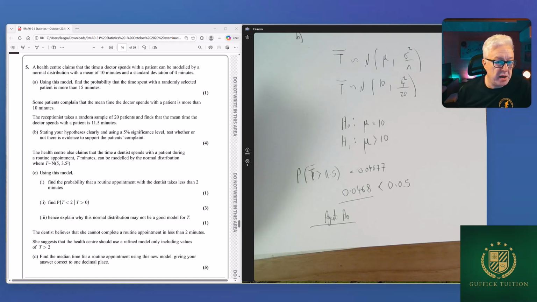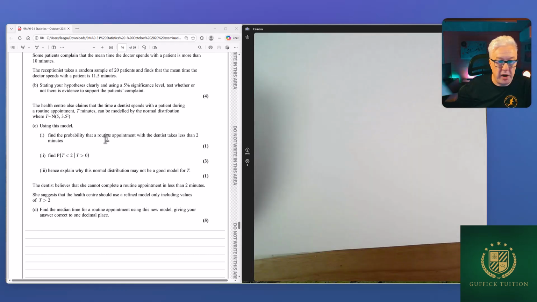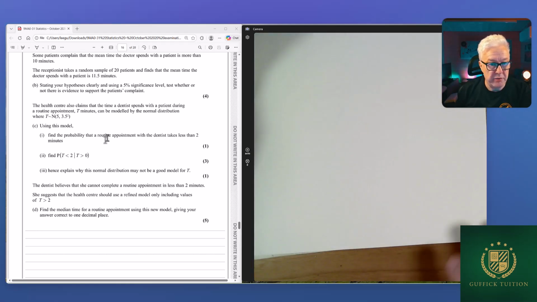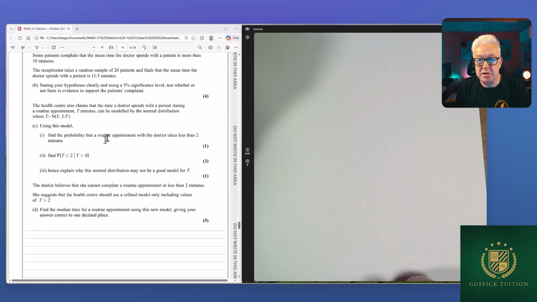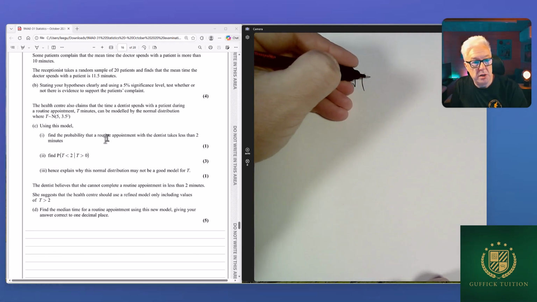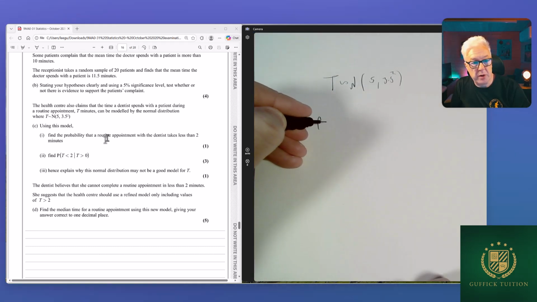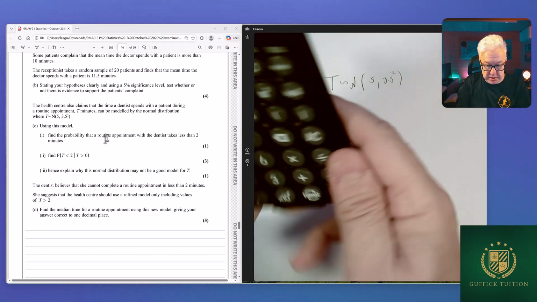Now, what's next? The health centre also claims that the time that a dentist spends with a patient during a routine appointment, T minutes, can be modelled by that normal distribution. Using the model, find the probability that a routine appointment with the dentist takes less than 2 minutes. So this is just in our new model for the distribution. We've got 5 and we have 3.5 squared, and we just want to work out the probability that T is less than 2 in this distribution. Okay, that's fine.